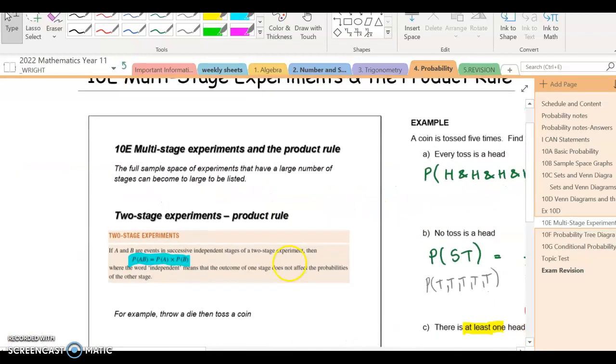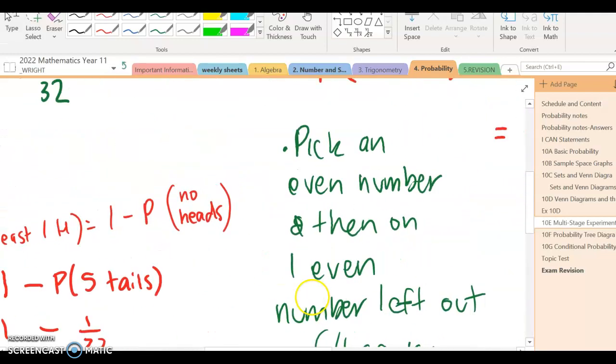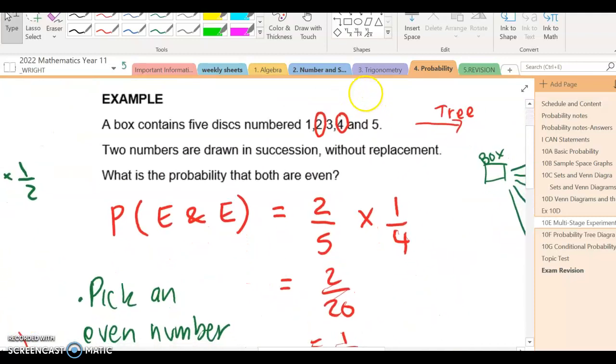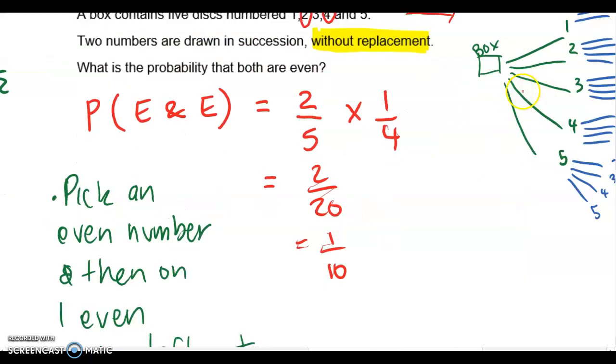We're using our 2-stage experiment rule that says the probability of AB is the probability of A times the probability of B. If we go back to our question, we want to find the probability of an even number and then the probability of another even number. But the key thing here is without replacing it. So let's look at the first number that we pull out. Let's look at what happens to start with.